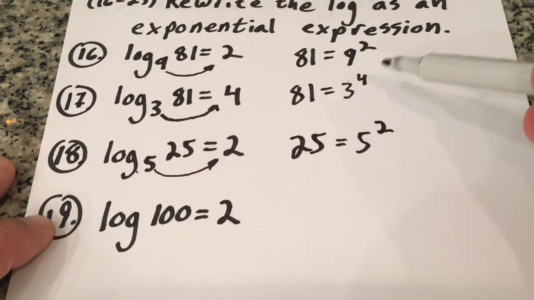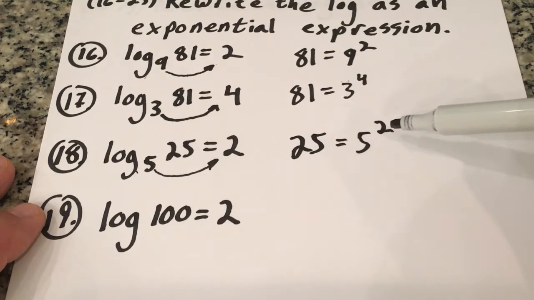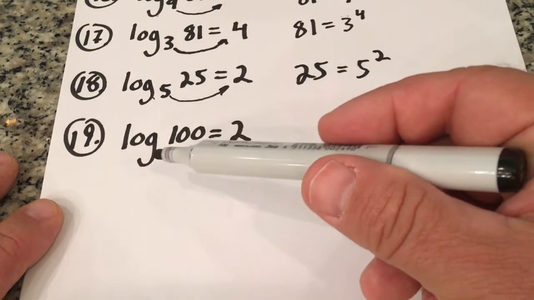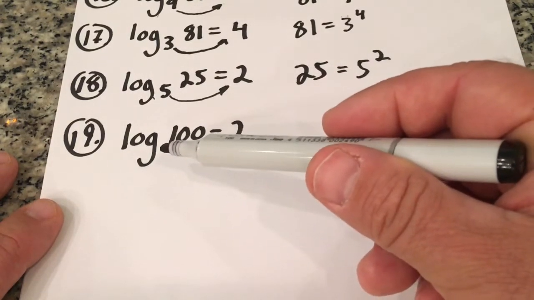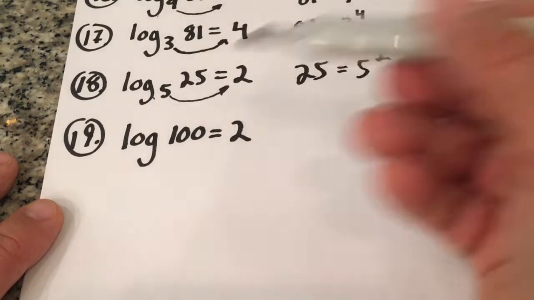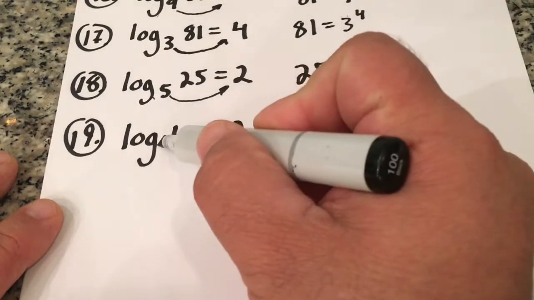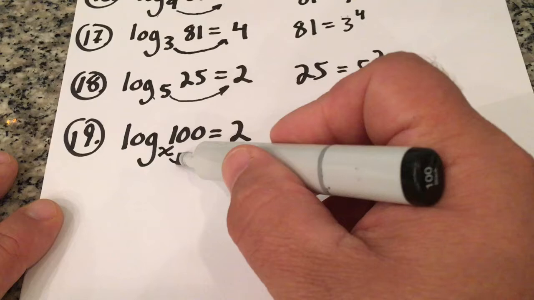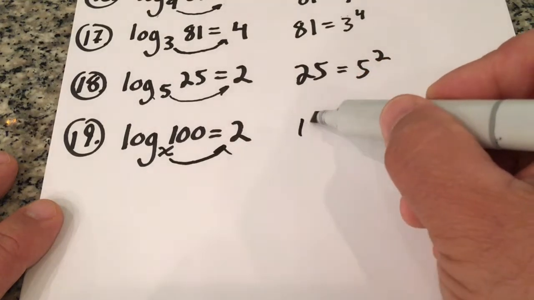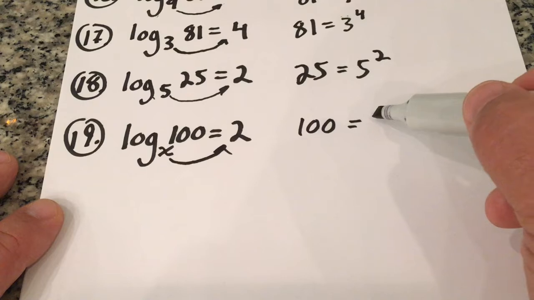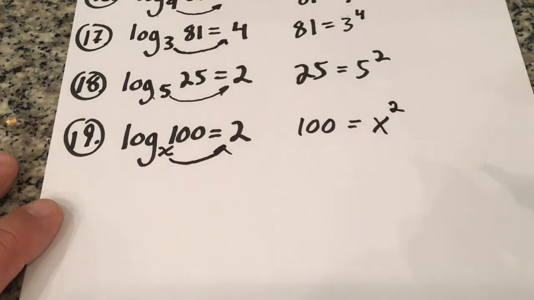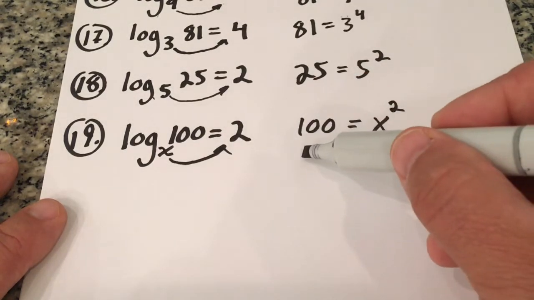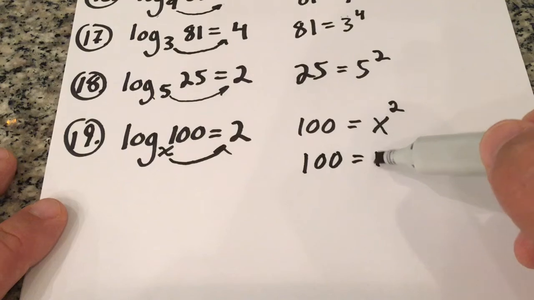Now, 3 to the 4th isn't that obvious, but 5 squared, that is kind of obvious, that 5 times 5 equals 25. Now, this one's a little tricky. There's no number down there. So there's actually some hidden number down there that makes this true. So I know what it is, but let's figure out what it is. I'll put an X down there. So the log leg is going to kick the X, and the X is going to fly over here and push up the 2. So 100 equals X squared. And what number squared equals 100? So that number down there had to actually be a 10. So 100 is equal to 10 squared.